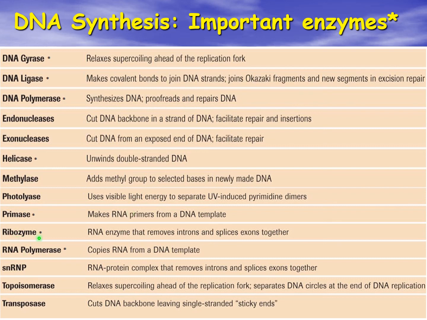The ribozyme or spliceosome will be important in eukaryotic cells in that it will cut out and remove the introns, which are the non-coding portions of the DNA strand, and splice together the exons within the messenger RNA. RNA polymerase is going to copy RNA from a DNA template, so this becomes important in DNA transcription. And then the snRNP, topoisomerase, and transposase, these are also some other enzymes that we may mention as we go through some of this.